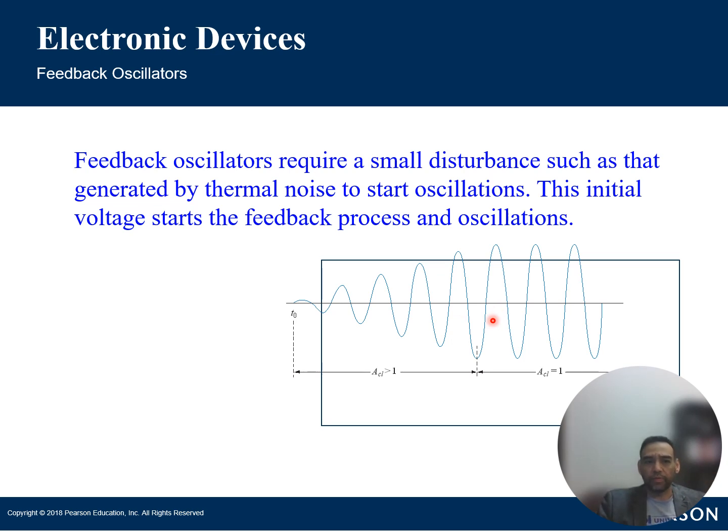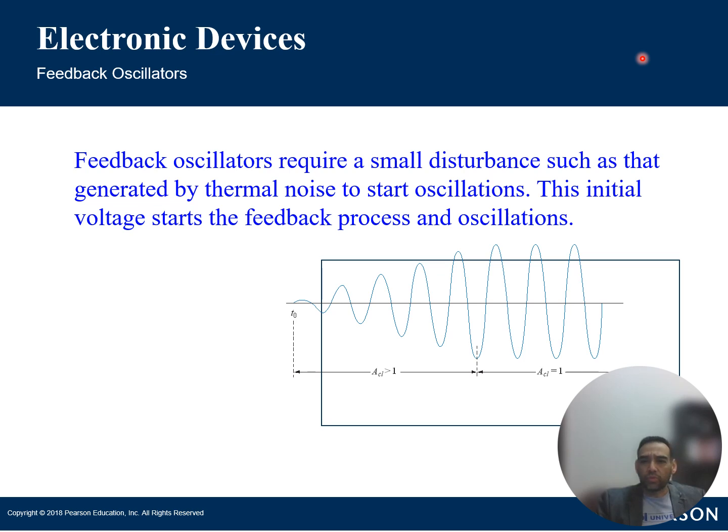All right, so it says feedback oscillators require a small disturbance. I just realized I put these images of myself with the little camera, supposed to be up on top, and they're all on the bottom. Anyway, that's beside the point.